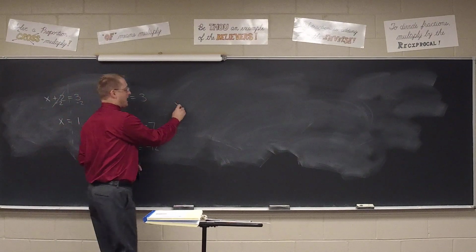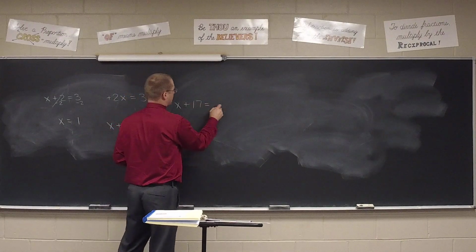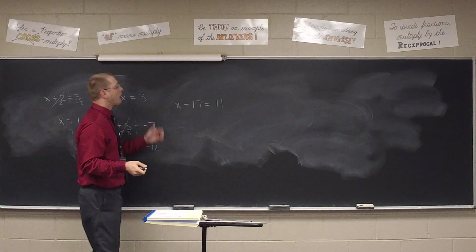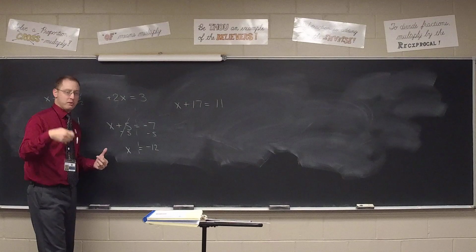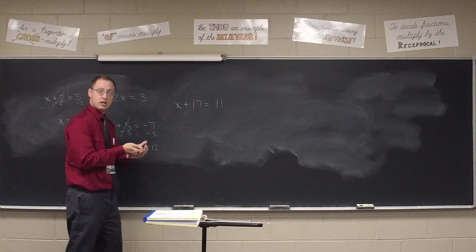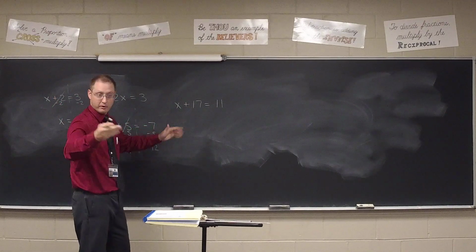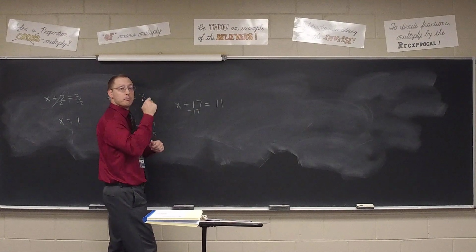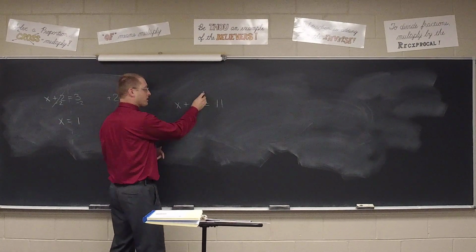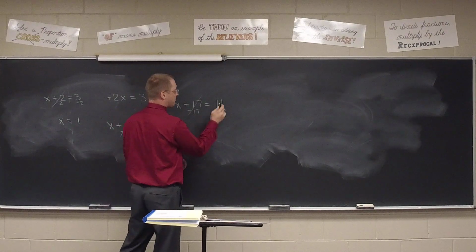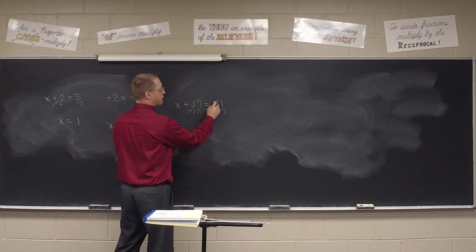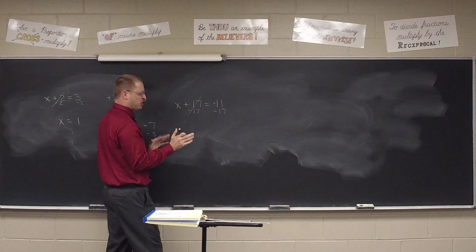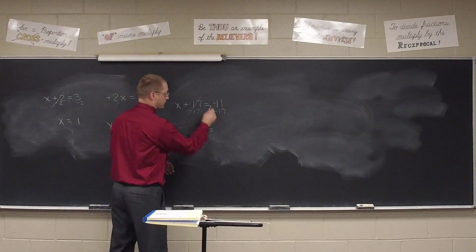What if I had x plus 17 is equal to 11? What is the only number that troubles me right now, Michael? The 17. I've got to get rid of it. How do I get rid of it? Negative 17 on both sides, right? What we do to one side, we have to do to the other. So I'm going to put a negative 17 on both sides. You may want to put the positive in front of the 11 right here just so you see it. But the point is, here's my equal sign.